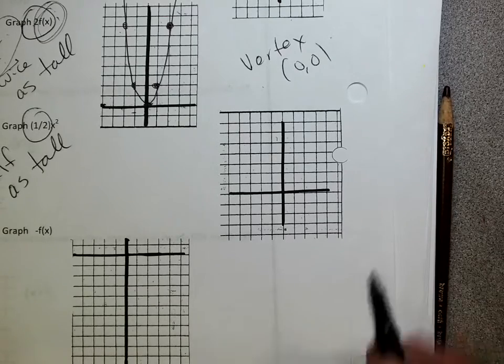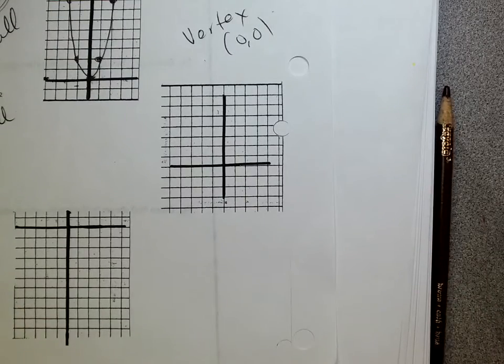1/2, half as tall. So, normally I go 1, 1, 2, 4, 3, 9, right? 1 squared, 2 squared, 3 squared. We got that, capiche? But instead of going 1, 1, now I'm going 1, 1/2. 2, not 4, but 2, half as tall. 3, not 9, but 4.5, half as tall.